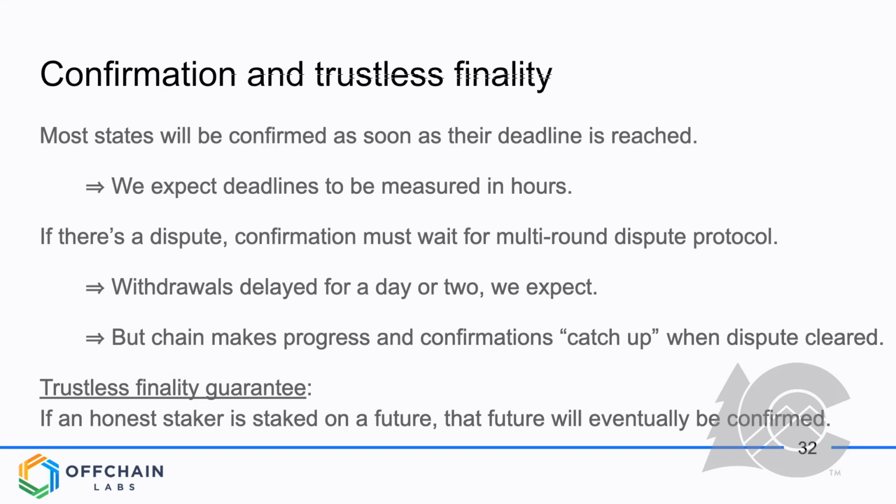We also provide the trustless finality guarantee, which is that if an honest staker is staked on some future state, that future state definitely will be confirmed eventually. That means that if you want to borrow against a withdrawal that you know will be confirmed eventually, you can borrow from that on a staker, or if you stake on a future where your withdrawal is recognized, you know that withdrawal will happen. And that's also a really important guarantee. So people can provide early guarantees of finality, early payout, or advancing of funds against withdrawals because they can force those withdrawals to definitely happen.